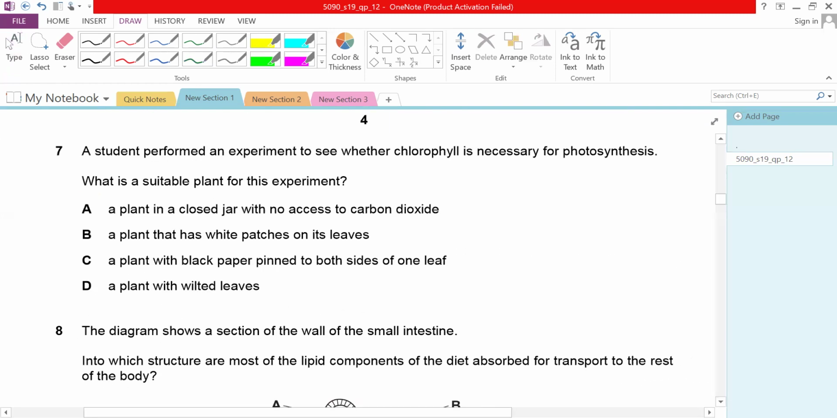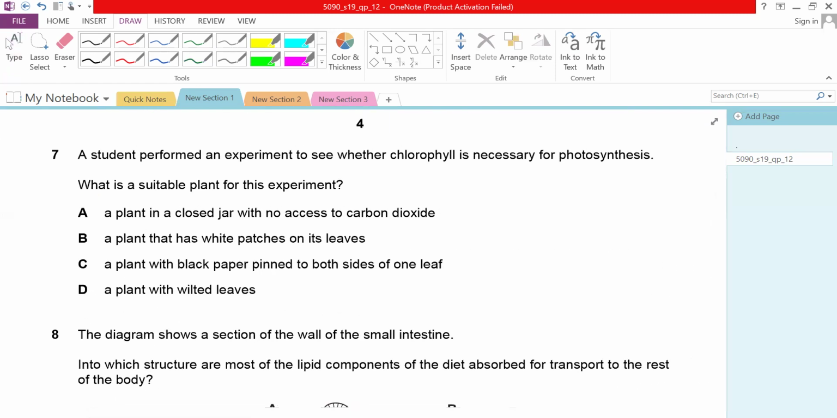Question number 7. A student performed an experiment to see whether chlorophyll is necessary for photosynthesis. What is a suitable plant for this experiment? Let's read out the options. A plant in a closed jar with no excess carbon dioxide. This option is incorrect.